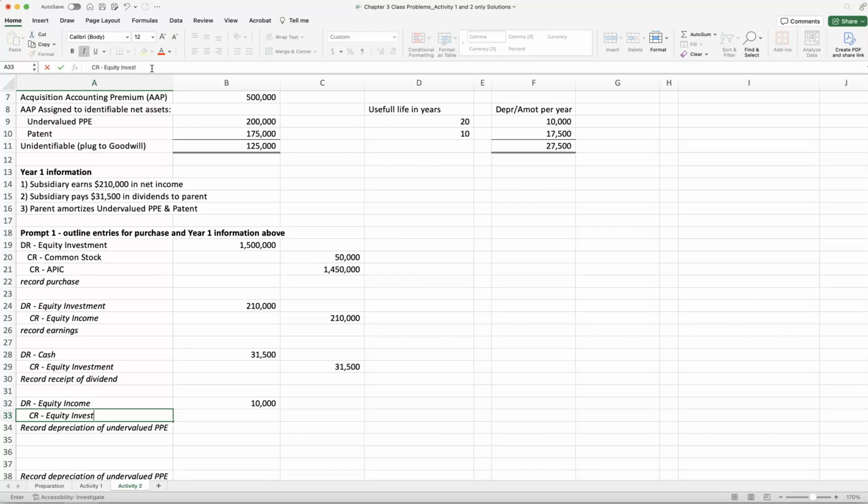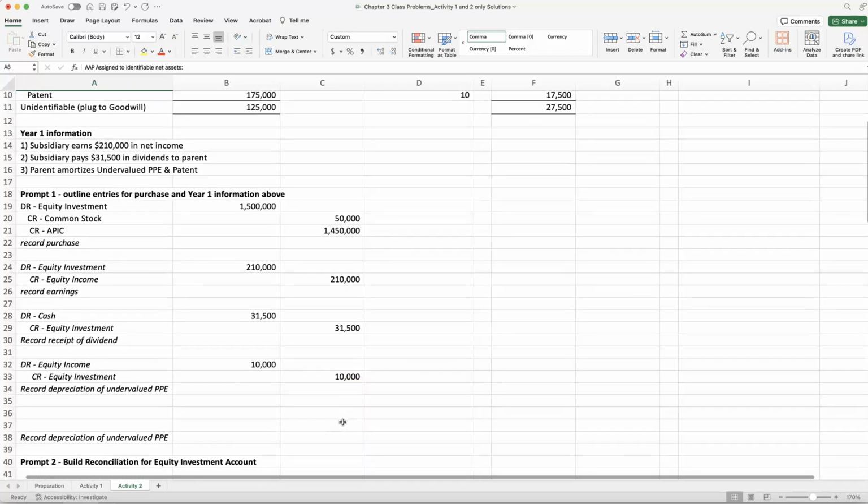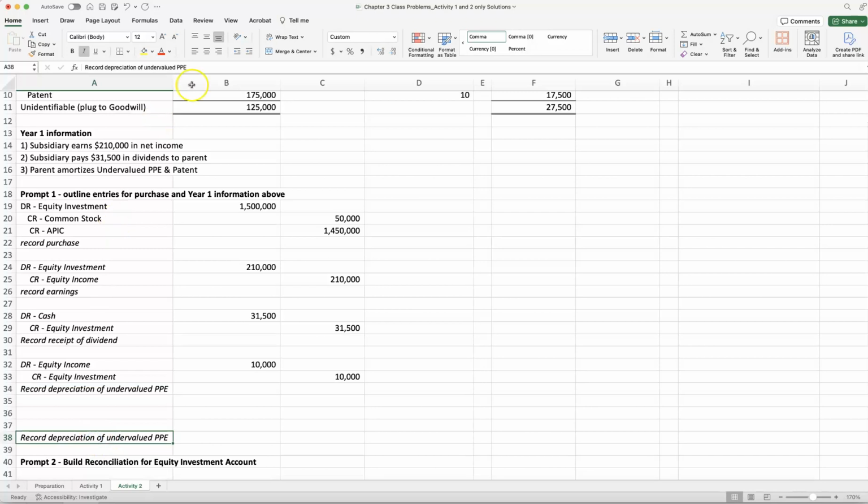Now, you might say too, why are we crediting the equity investment account? Remember that initial undervalued PP&E is sitting in this $1.5 million. So we are slowly making that amount smaller by depreciating it in that equity investment account. So I'm going to do that for the PP&E, and I'm going to do it for the patent. So again, same accounts, debit equity income, credit equity investment.